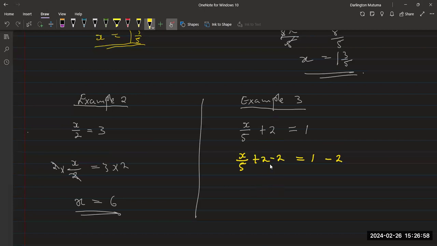So that's this side. You are left with this being 0. Then you'll be left with x over 5 is equal to negative 1, because it's 1 minus 2. So since you want x to be alone, in this case, I will multiply here by 5. Then I'll multiply here by 5. So x is equal to -5. Are we together? Yes, sir. Good.